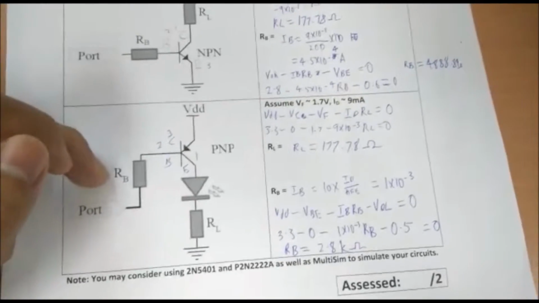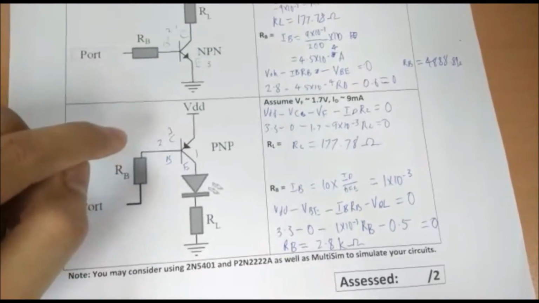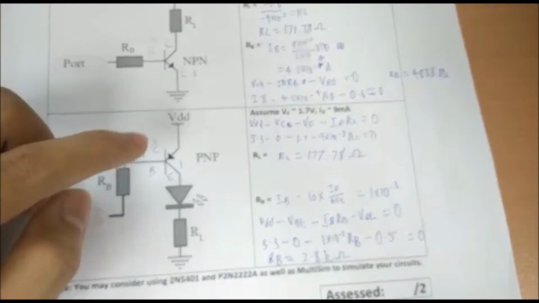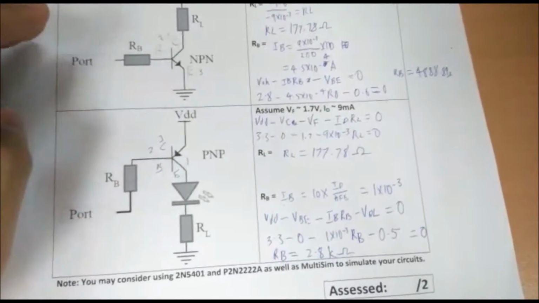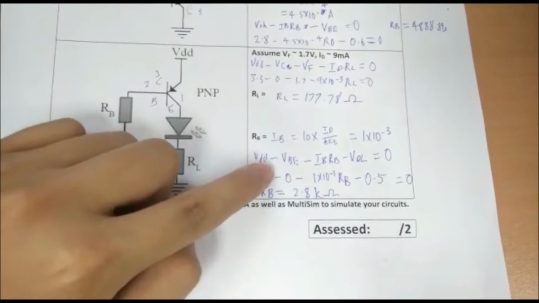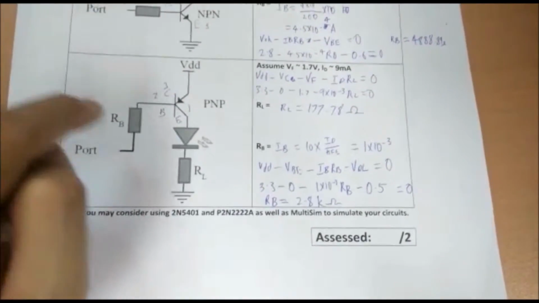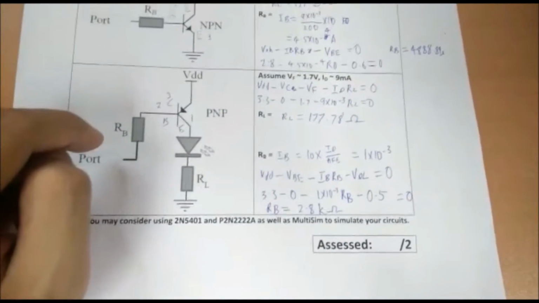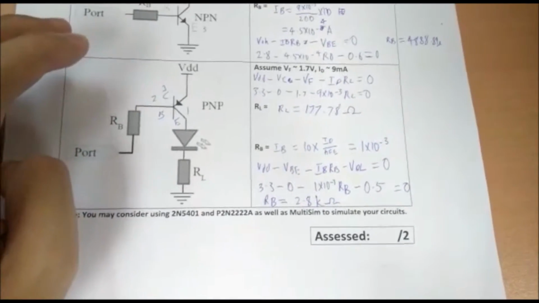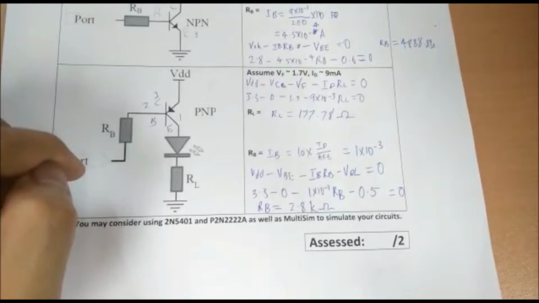For the RB, first we need to get the IB, the current of the RB, that is 10 times ID over HFE. So it's 10 times 9 times 10 negative 3 over 90, which equals 1 times 10 negative 3. Then how to get the RB? First is VDD minus VBE minus IB times RB, to get the voltage of the RB, then minus VOL equal to 0. Then it is 3.3 minus 0 minus 1 times 10 negative 3 times RB minus 0.5 equal to 0. From the calculation we can get RB is 2.8 kilo ohm.